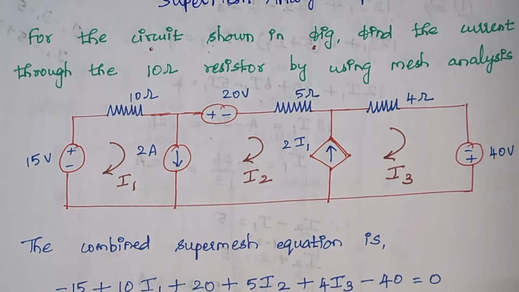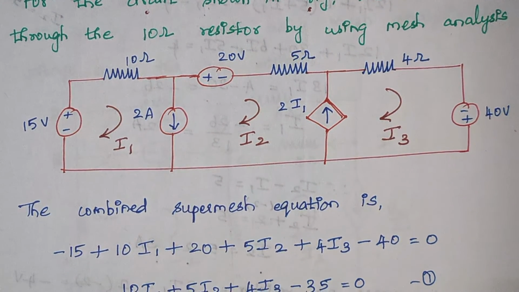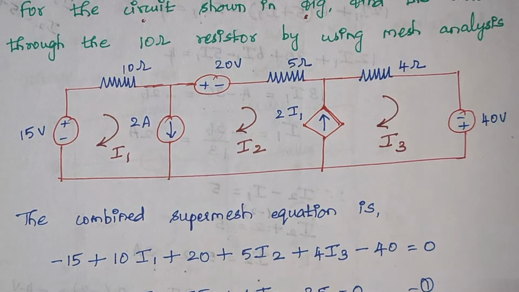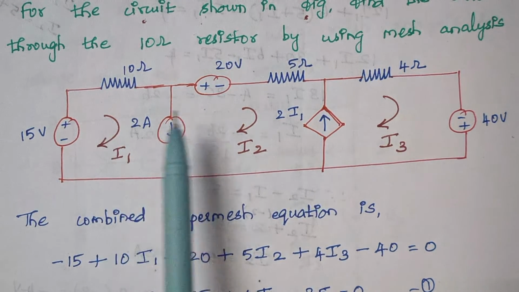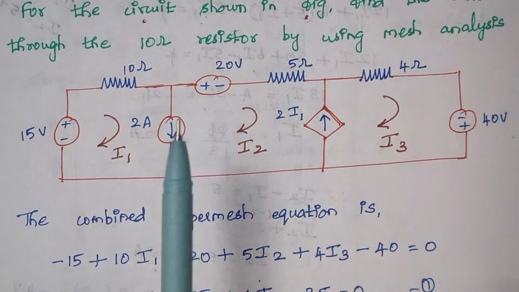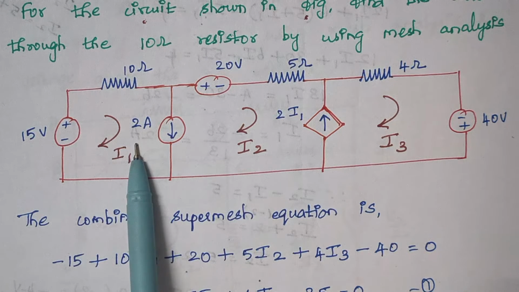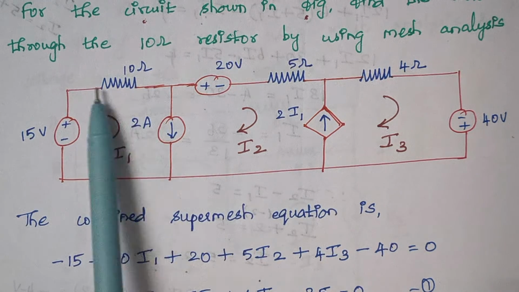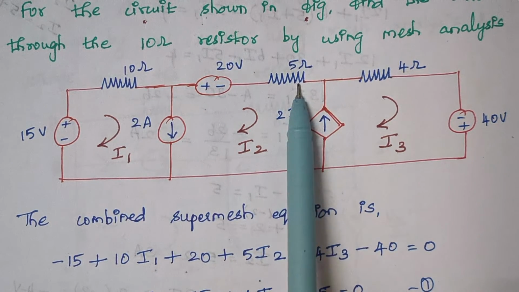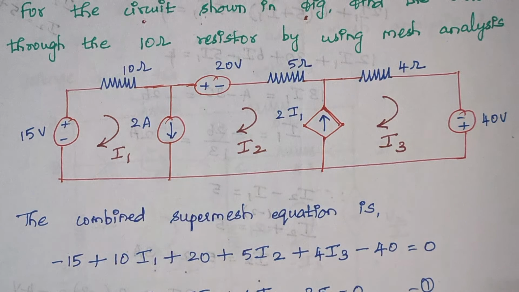The first thing is the combined super mesh equation, because we have 3 loops, but in each loop we have only one resistor. In the first loop I have 10 ohm, in the second loop I have 5 ohm, and in the third loop I have 4 ohm. So I am writing the combined super mesh equation.